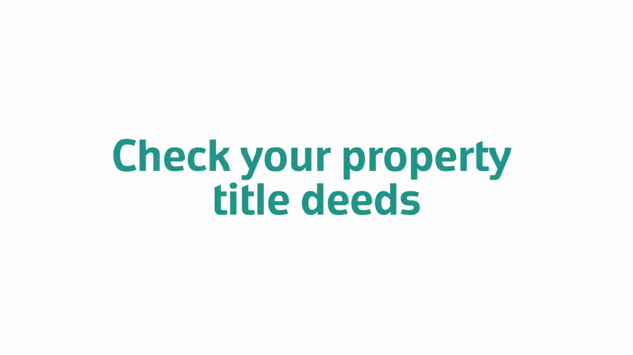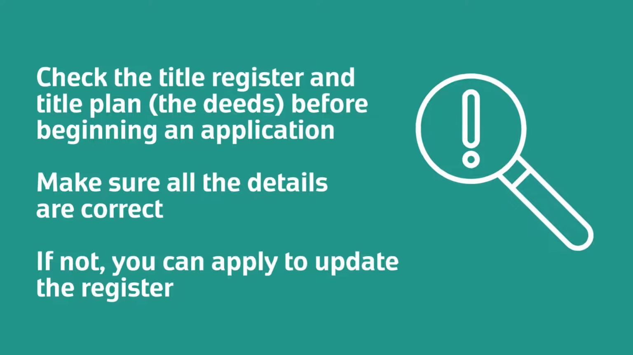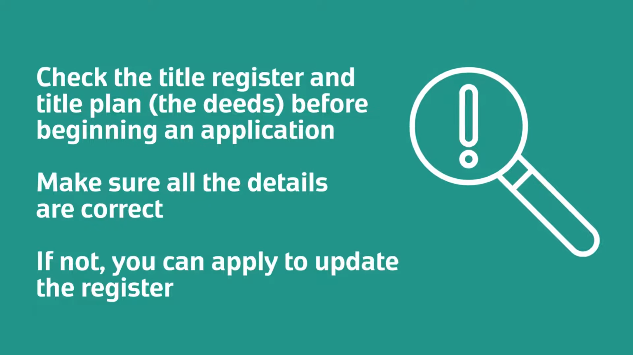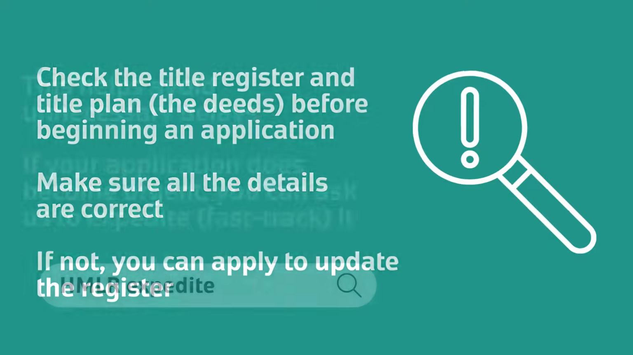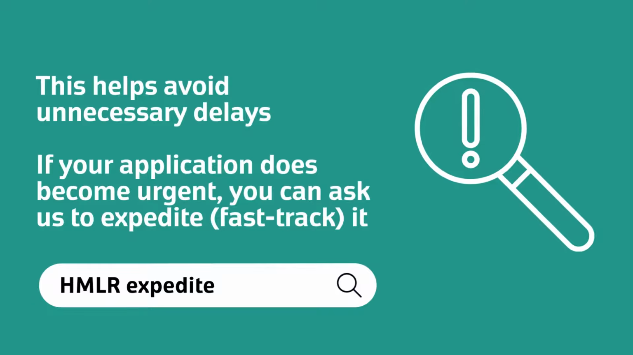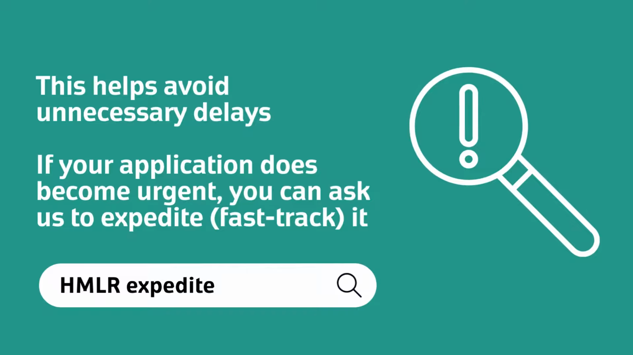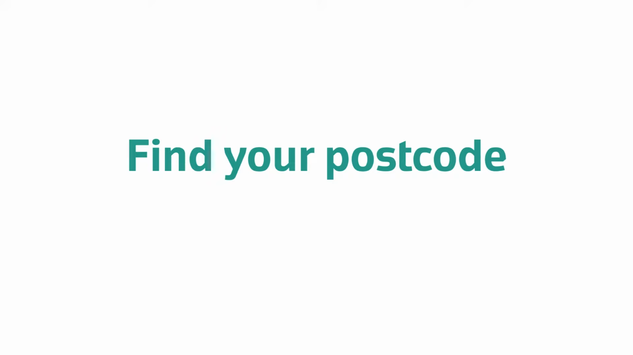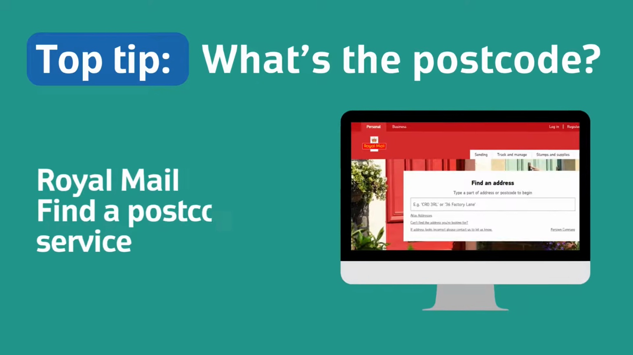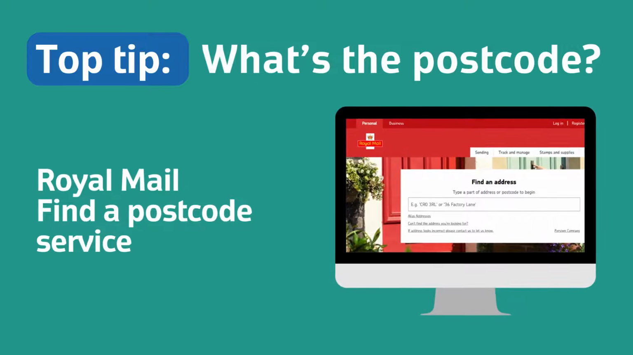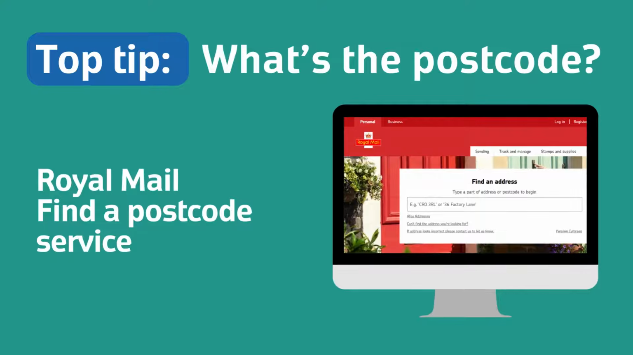Check the title register and title plan, the deeds, before beginning an application. Make sure all the details are correct. If not, you can apply to update the register. This helps avoid unnecessary delays. If your application does become urgent, you can ask us to expedite or fast track it. Find your postcode. Top tip: what's the postcode? If you don't know your postcode, try using Royal Mail's Find a Postcode service online.